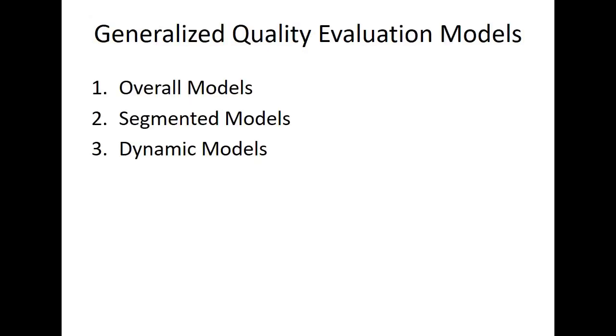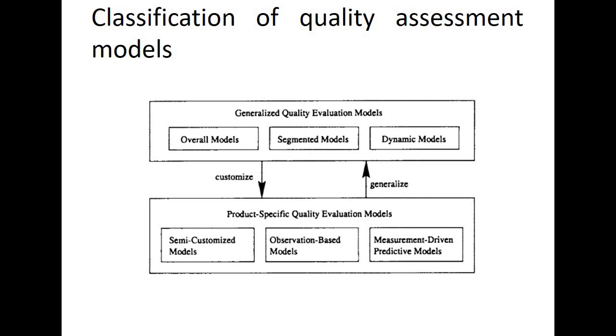So as far as your generalized quality evaluation model is concerned, it has three further categories: your overall model, your segmented model, and your dynamic model. In case of your product specific quality evaluation model, we have a semi customized model, an observation based model, and a measurement driven predictive model. So in both the cases, we have three categories each.